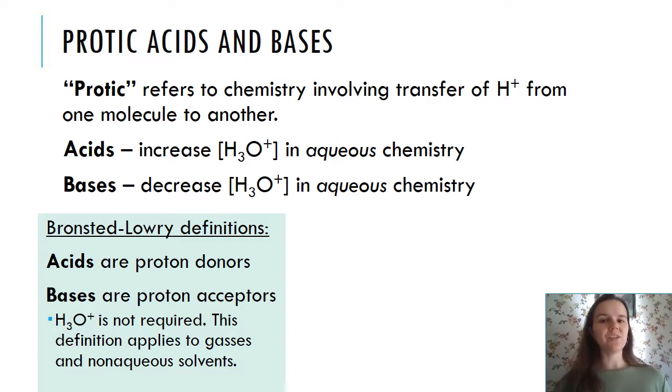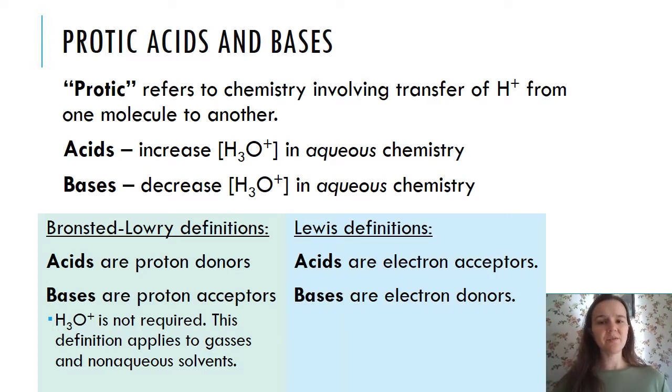The Bronsted-Lowry definition is that an acid is a proton donor, so it'll give up that proton, and bases are proton acceptors. It doesn't really require an H3O+ molecule around, it just requires protons to be exchanged. And so it applies to more solvents, non-aqueous solvents, and to gases. Furthermore, there's the Lewis definition of acid and base, where we're talking about electrons. Since electrons are negatively charged and protons are positively charged, the Lewis definitions are backwards.